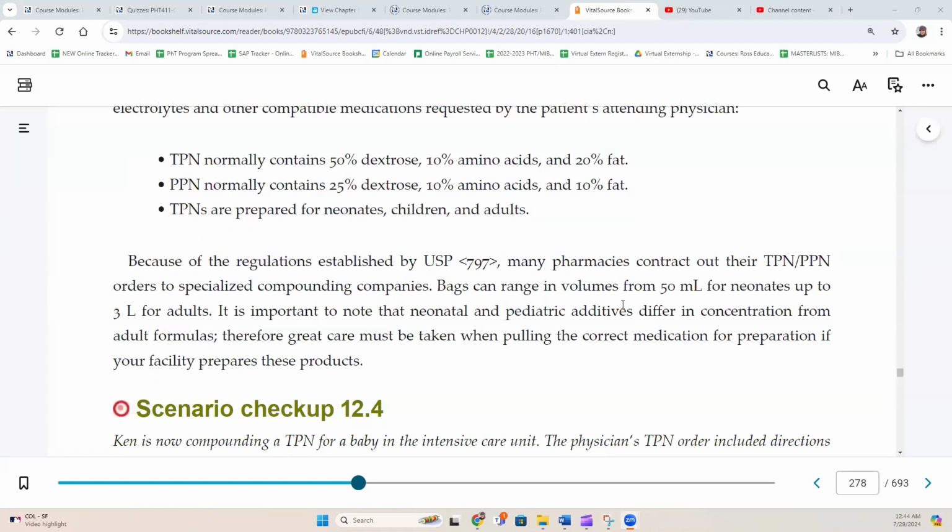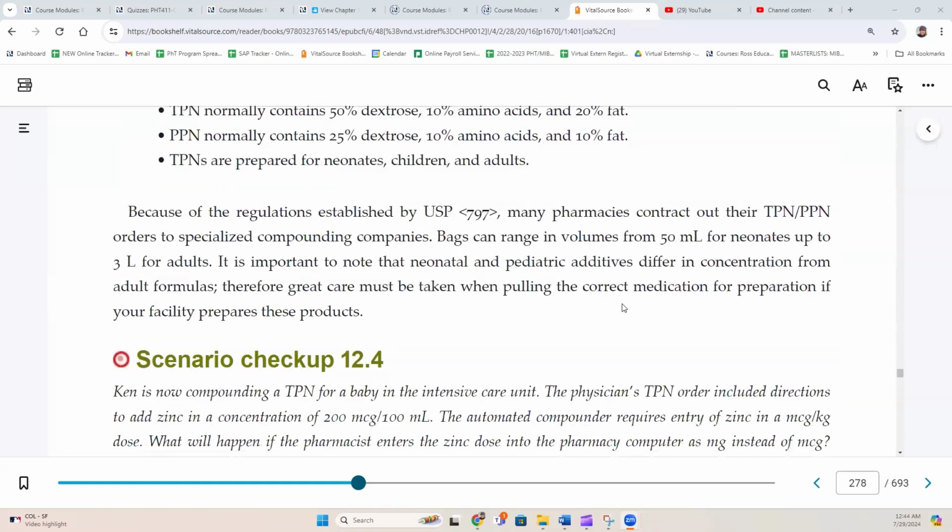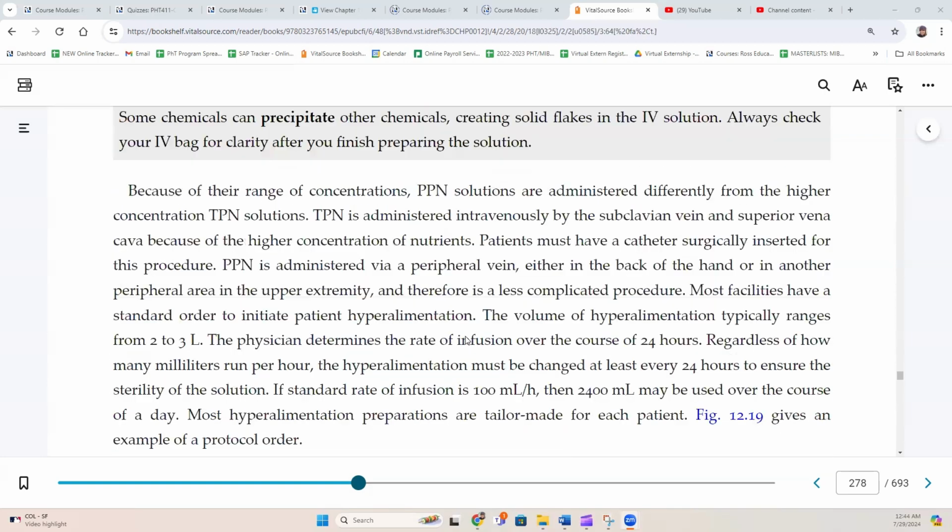TPNs are prepared for neonates, children, and adults. Because of the regulations established by USP 797, many pharmacies contract out their TPN and PPN orders to specialized compounding companies. Bags can range in volumes from 50 ml for neonates up to 3 liters for adults. It is important to note that neonatal and pediatric additives differ in concentration from adult formulas. Therefore, great care must be taken when pulling the correct medication for preparation if your facility prepares these products.